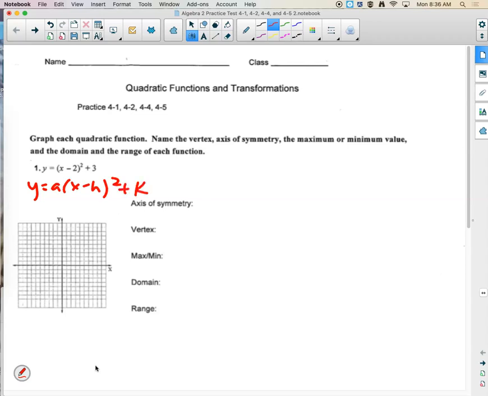Because we had 2 forms. The first one we learned about was vertex form, the second was standard form. So let's start with the most important piece of information first. What's the vertex for this particular parabola? 2, 3.